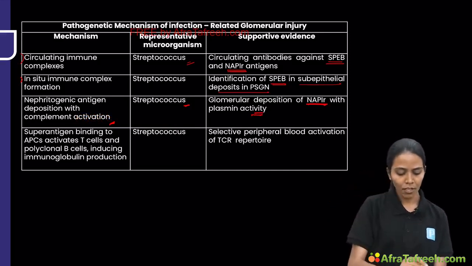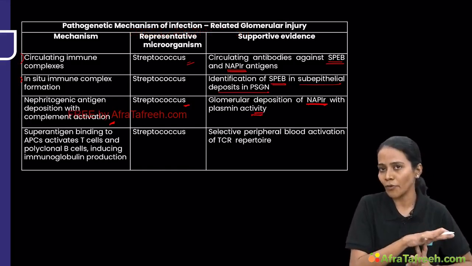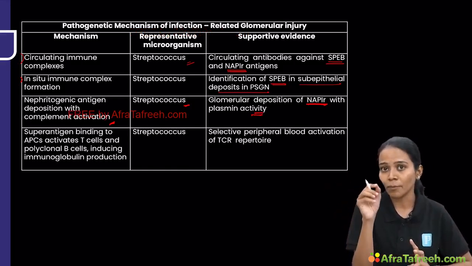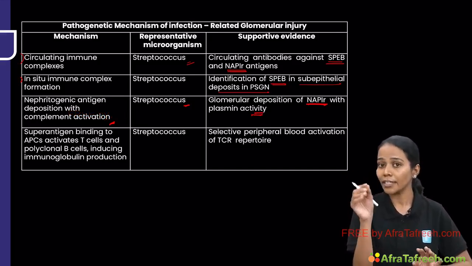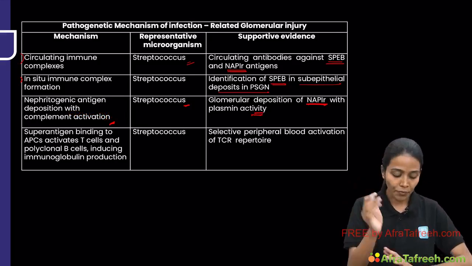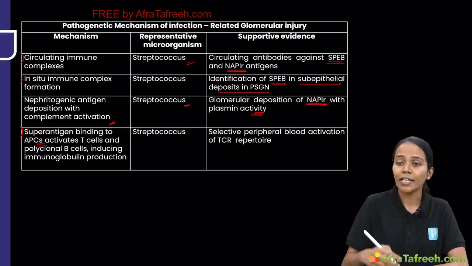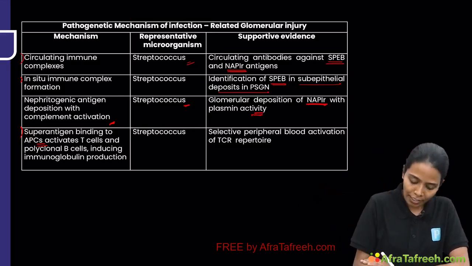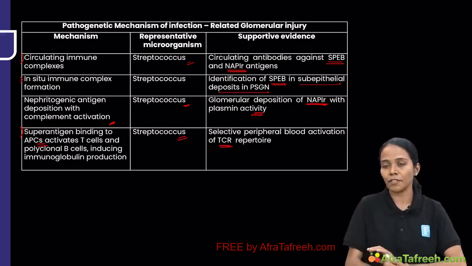Okay. So here two important things you learned. One is, if it is in situ immune complex formation, the antigen causing it is SPEB. But if it's because of molecular mimicry, or if it's because of nephritogenic antigen deposition, then it is because of NAPlr. Okay. Now, for this, there is a superantigen which can bind to the antigen presenting cells. It activates T cells, it activates B cells, it can secrete cytokines. Okay. Again, this can happen in Streptococcus. The supportive evidence is there is selective peripheral blood activation of the T cell receptor repertoire.